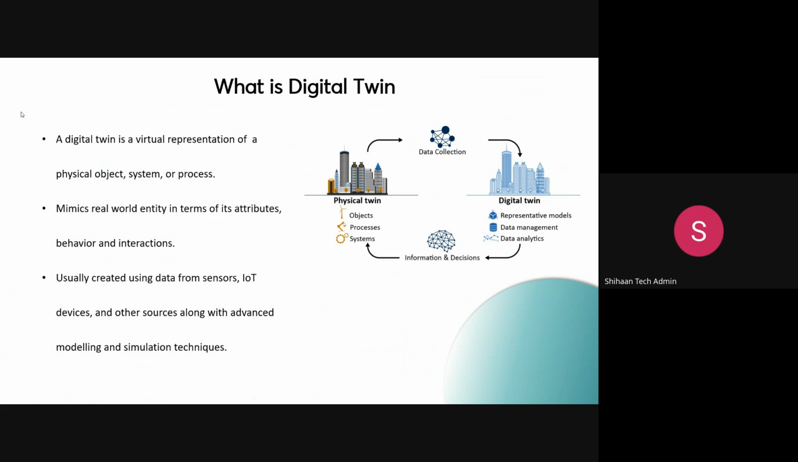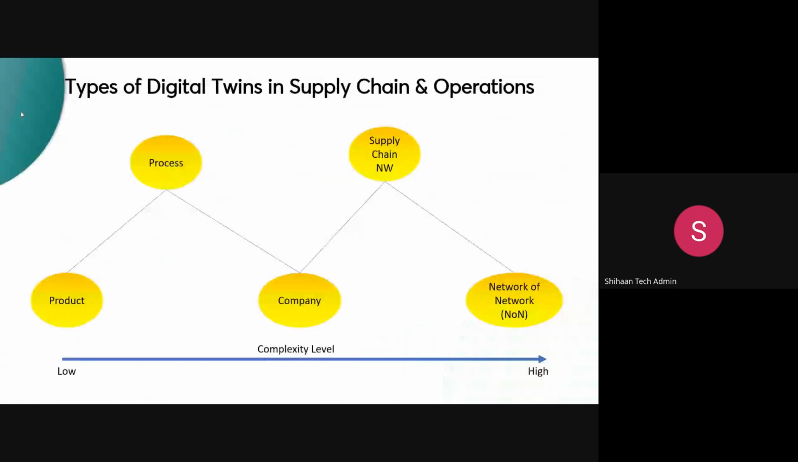So what is a digital twin? By definition, a digital twin is a virtual representation of a physical object, system, or process. It mimics the real-world entity in terms of its attributes, behavior, and interaction, usually created using data from sensors, IoT devices, and other sources, along with advanced modeling and simulation techniques. So basically, a digital twin is a virtual representation of any real-world object, a physical object, system, or process. Let's understand this topic more deeply.